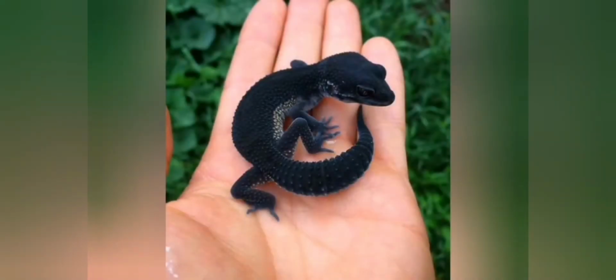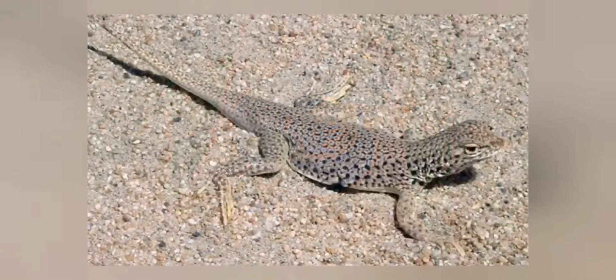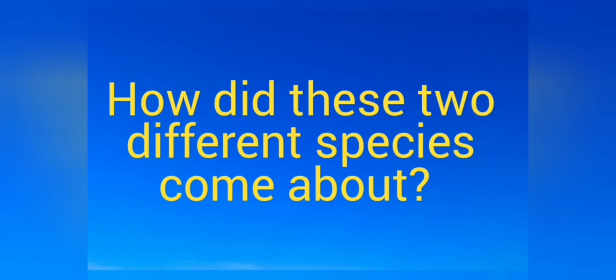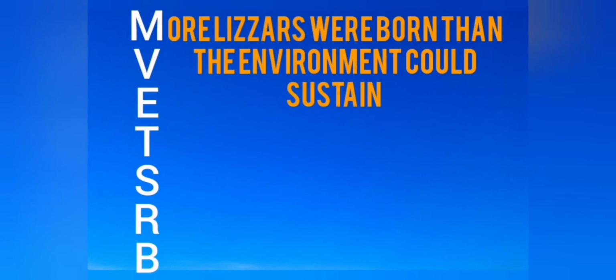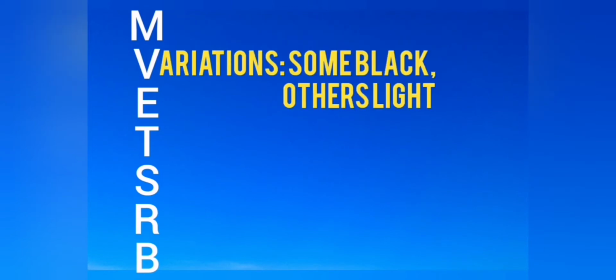Let's say the passage that you're given has information about this black little lizard and this white or very creamy colored lizard. The question will say, how did these two species come about? So you can formulate your answer by using Many Vets Rescue Babies as a template for your answer. So many moons ago, more lizards were born in this environment than the environment could actually sustain. Amongst those lizards, there were variations. Some black ones, some creamy white ones.